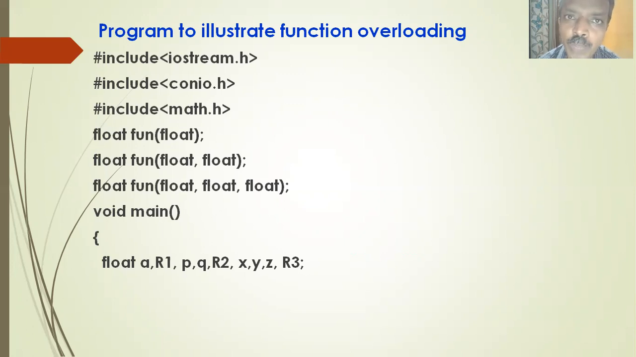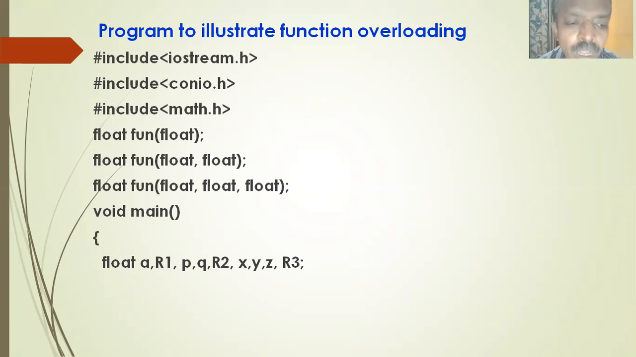The second prototype, float fun(float, float), means the function fun takes two arguments and returns a value of float type. In the last case, the same function fun accepts three arguments and returns a value of float type. So in all these three cases, the function name remains fun only, but the number of arguments is different. In the first format, it is 1. In the second case, it is 2. And in the last case, it is 3.